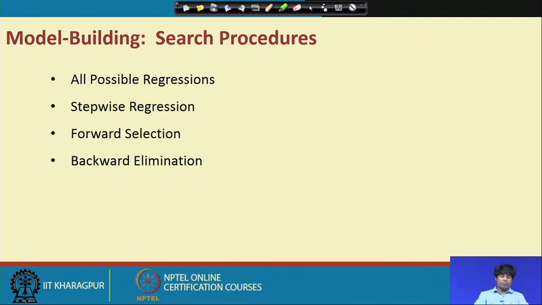Similarly, in the backward elimination process, you start with the full model, then the least important variable, which does not affect the model drastically, will be dropped. Subsequently you have to drop one by one until you get a model which is actually good for estimation, prediction and forecasting, and without any multicollinearity problem.